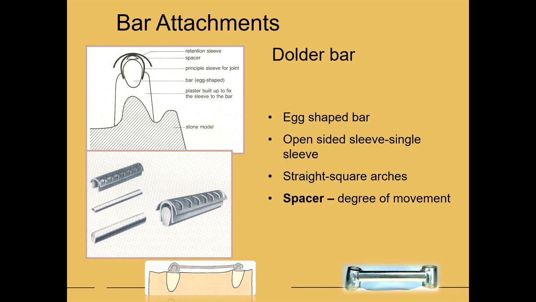So here we discuss a Dolder bar, which is basically a bar with an egg-shaped cross-section that connects the abutment teeth together. A clip that attaches to this bar, incorporated inside the denture, is the female component. So the denture with the clip attaches to the bar by tensor friction and provides retention.